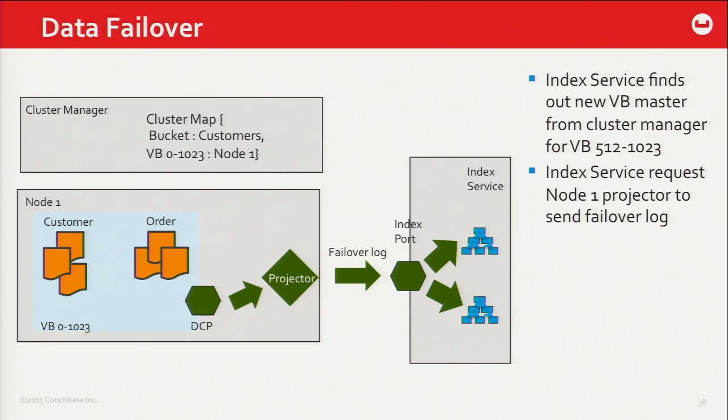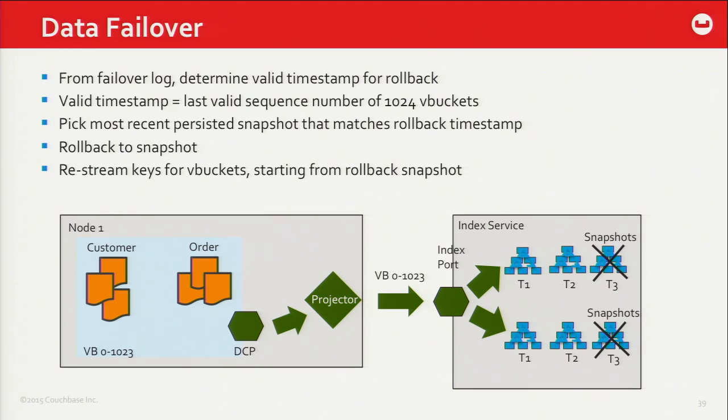So the index service now will go and talk to the projectors on node 1 and say, hey, send me a failover log. And the failover log essentially has the last valid timestamp that can be used for rollback purposes. The index service will get that rollback timestamp from the failover log, and it will pick a persistent snapshot that actually matches that rollback timestamp.